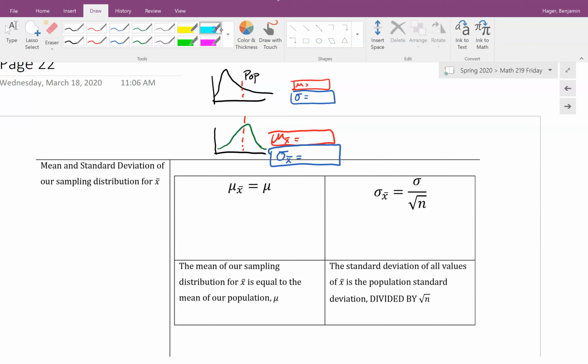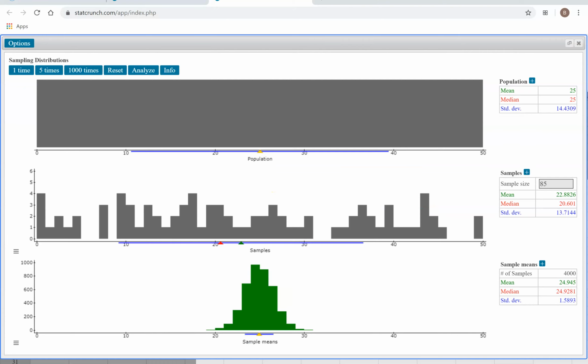We saw that these guys were pretty off. Well, there's the formula that brings that to us. So we knew that the means were the same, and we saw that the standard deviations were off. Well, it's according to this formula. The standard deviation of these sample means is equal to the population standard deviation divided by the square root of n, your sample size. Let me hop on StatCrunch real quick and let's see.